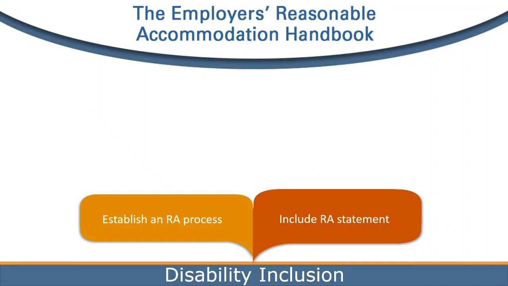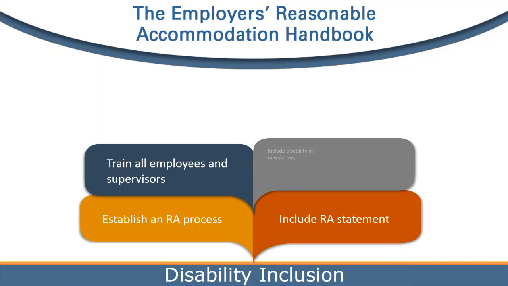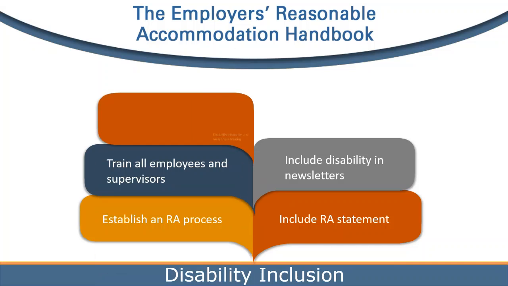Another idea is to offer a variety of types of education to all employees. Certainly, it's important to train new employees on the reasonable accommodation process, but also to train all employees and supervisors on a regular basis. Education can mean including topics related to disability in employee newsletters and providing disability etiquette and awareness education, which focuses on respectful interactions and proper language use.